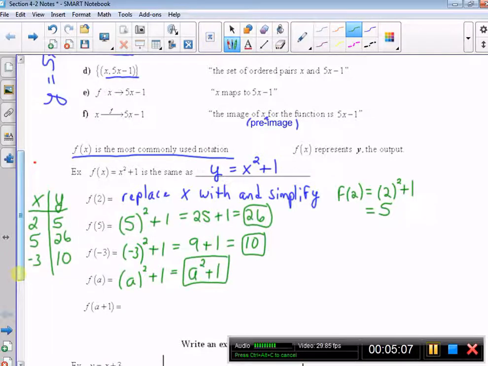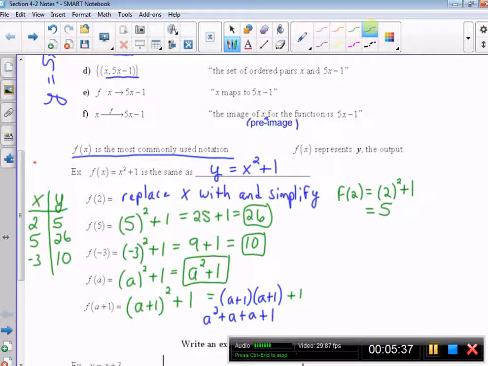And f of a plus 1, so I'm going to replace the entire x. So it's going to be a plus 1, quantity squared, plus 1. And then you would simplify that. So I'm going to FOIL a plus 1, and then add 1. So I get a squared plus a plus a plus 1 plus 1, and this comes from the x squared. We're taking that x coordinate, a plus 1, squaring it. Combining the like terms there, we get a squared plus 2a plus 2. So that's what f of a plus 1 is equal to.